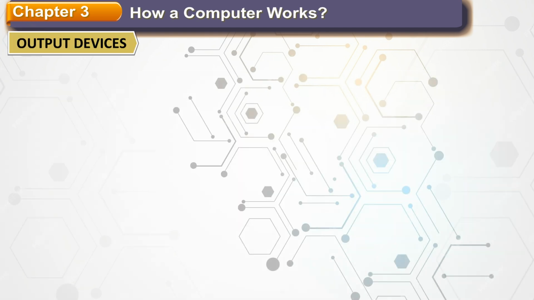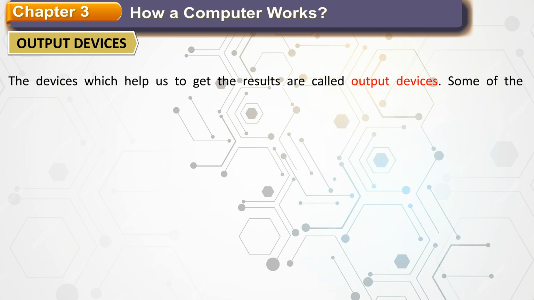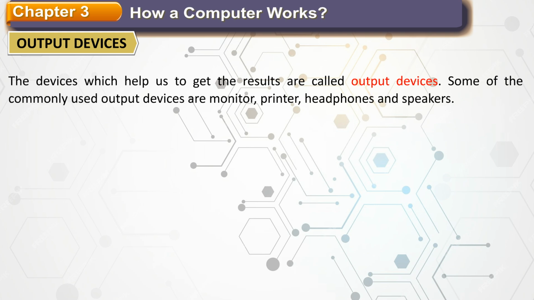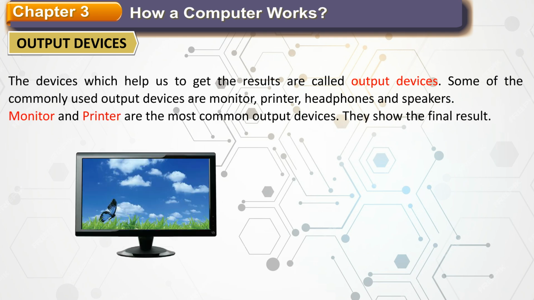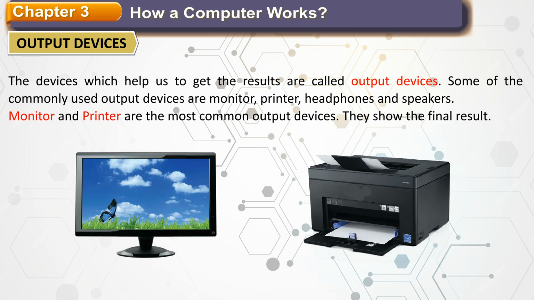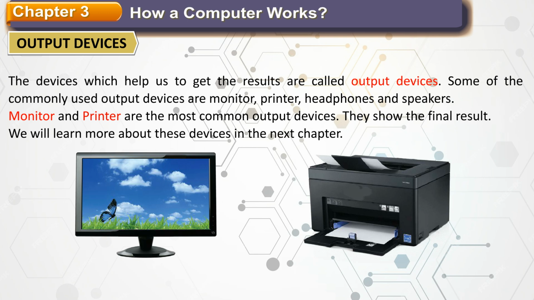Output devices. The devices which help us to get the results are called output devices. Some of the commonly used output devices are monitor, printer, headphones and speakers. Monitor and printer are the most common output devices. They show the final result. We will learn more about these devices in the next chapter.